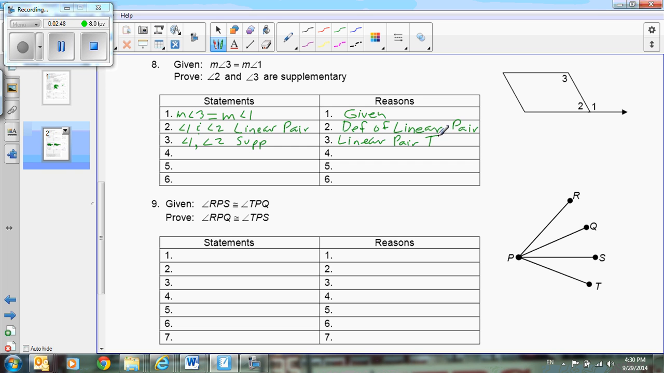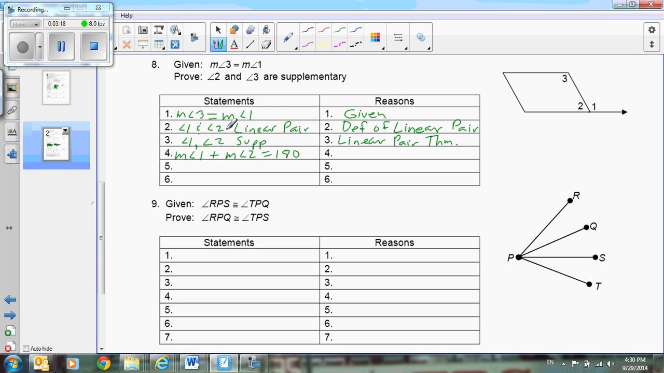Now, if you look at your blue sheet, look at the definition of supplementary angles. If we say that two angles are supplementary, we may conclude that their measures add up to 180. So we're going to say that the measure of angle 1 plus the measure of angle 2 is equal to 180 degrees. And the reason why? Definition of supplementary angles. I'll let you fill that in. And then let me give you some hints for the rest of this.